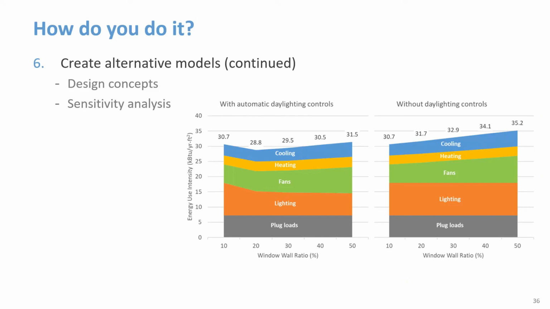So this example shows the change in energy use intensity with increasing window-wall ratio. And on the left, the graph shows results that include automatic daylighting control, where you can see the lighting energy decreases as the window area increases. But on the other hand, HVAC energy increases. So the minimum energy consumption is somewhere around 20% window wall ratio in this particular case.